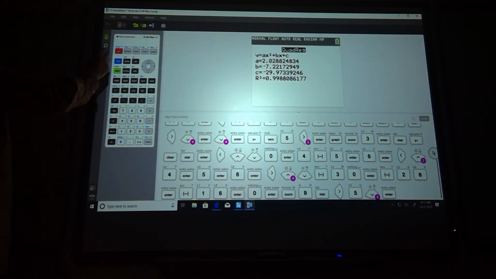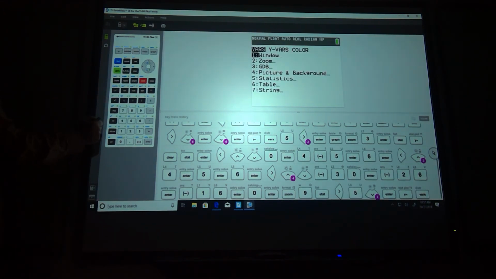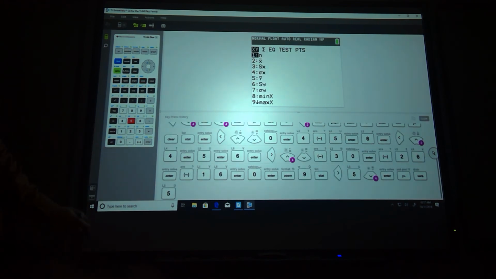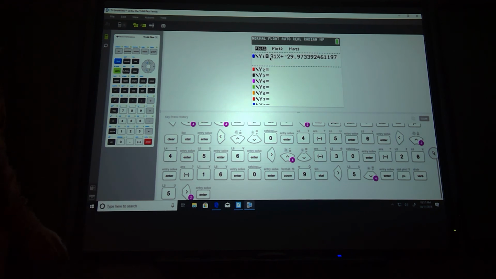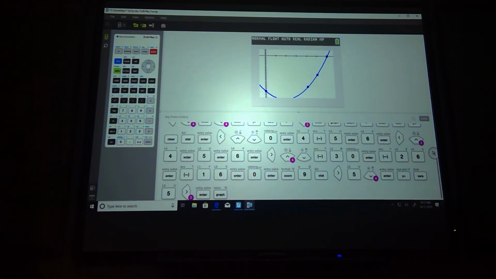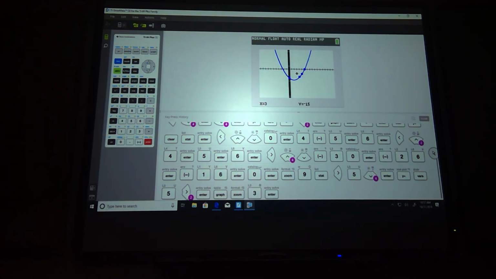If I want to graph it, I hit y equals. Where do I find the equation I just made? Vars. Vars. Where to? Statistics. Where to? Equation. And enter. Plugs it in. Hit graph. Zoom out if you want to see the whole thing a little bit. That's pretty cool. My calculator just did the work.